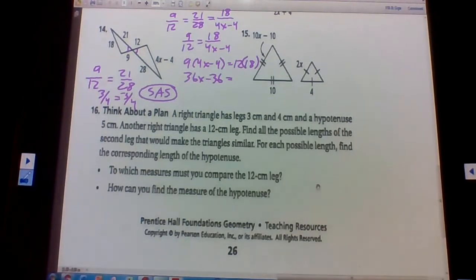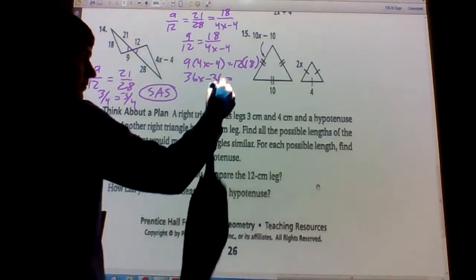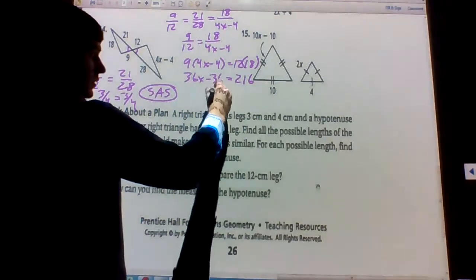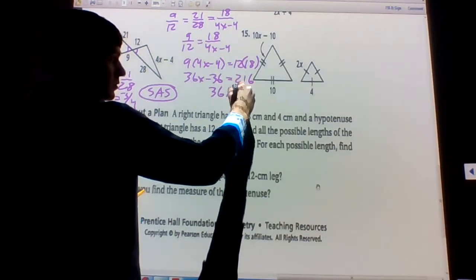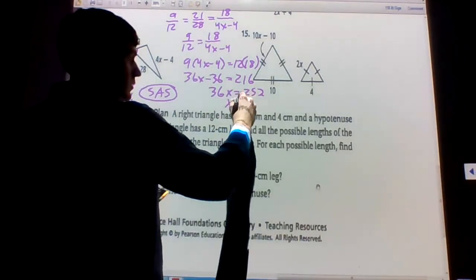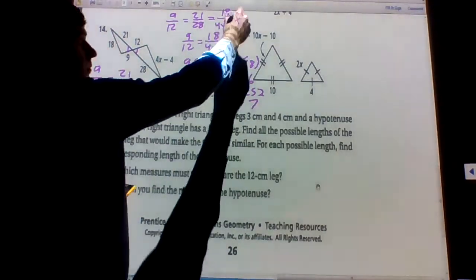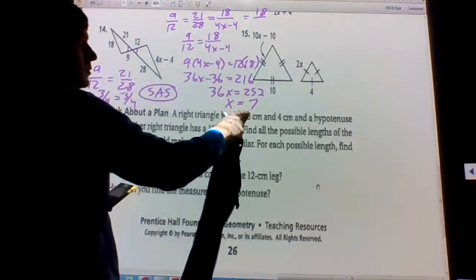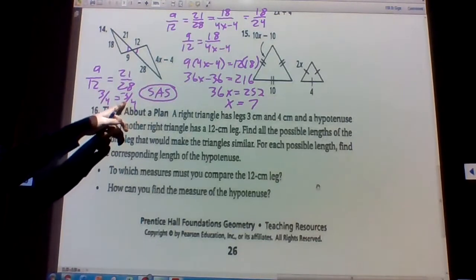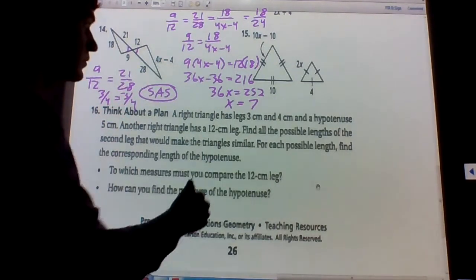12 times 18 is 256, right? 216. Okay, add 36. It's 252, so 36x equals 252. Divide by 36, and we get x equals 7. If we plug that back in, this is going to be 18 over 4 times 7 is 28, minus 4 is 24. So 18 divided by 24 is going to be 3/4, the same as the other ones. So x is your answer here.